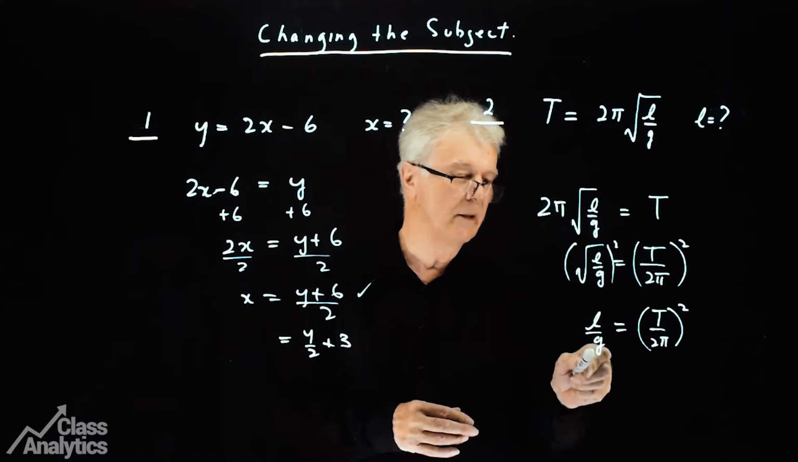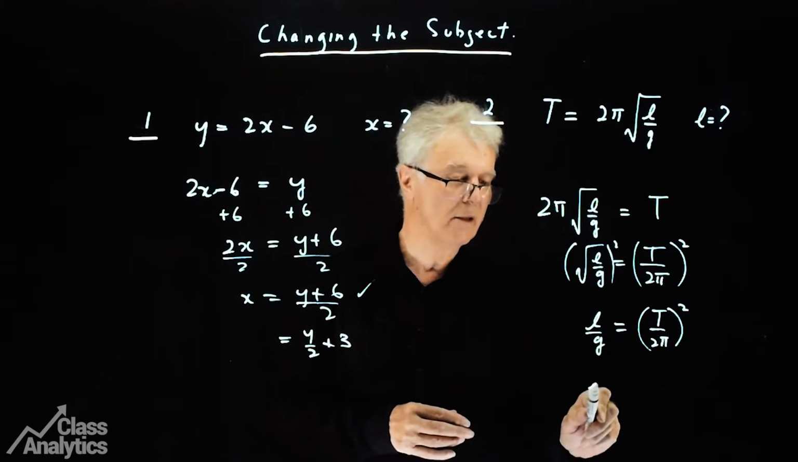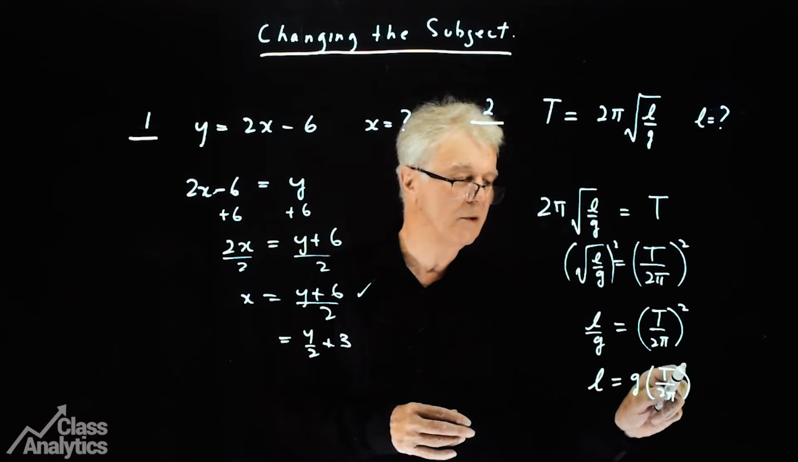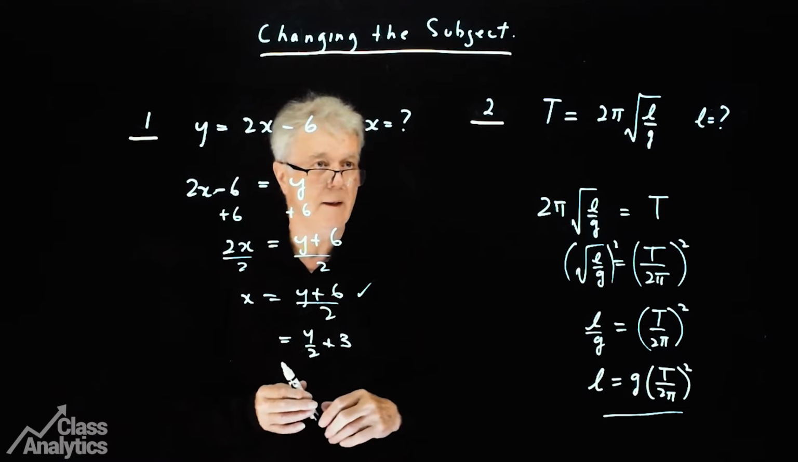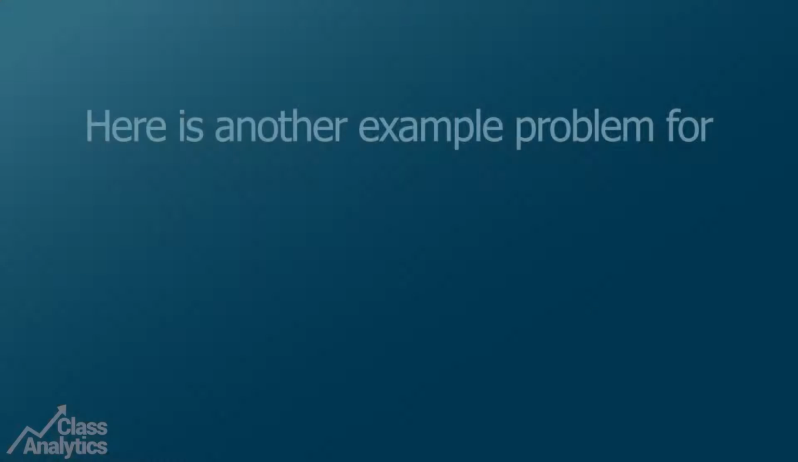And then you've got this G on the bottom, so you've got to multiply both sides by G to bring it across here. So L equals G times T over 2 pi all squared. That's changing the subject of the formula. Okay, next example, it'll be a little tiny bit different.